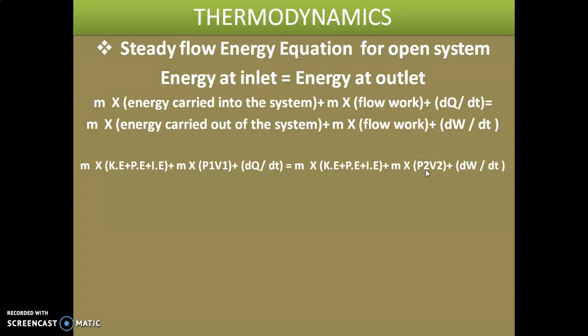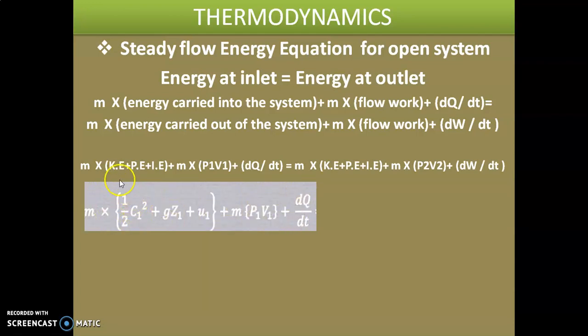So at state 2, P2 V2, means at exit position, at outlet, plus work done by the system dw by dt. So here, what is the kinetic energy formula? Half m c1 square. So we are representing velocity with c1, where c1 is the velocity at inlet and c2 is the velocity at outlet. So here m into kinetic energy.